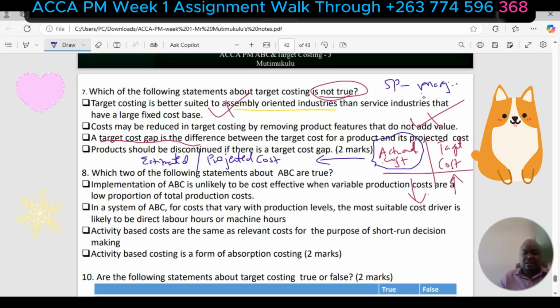I don't know what's happening. My pen is failing to write.